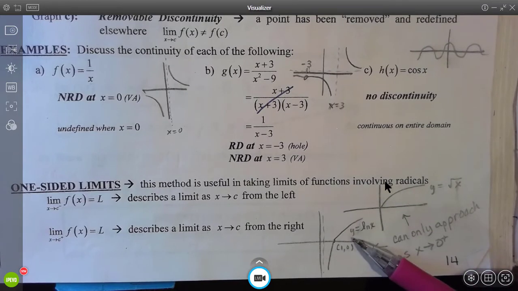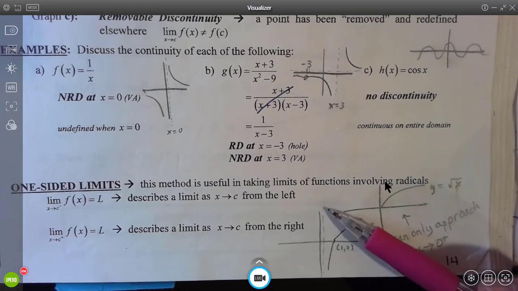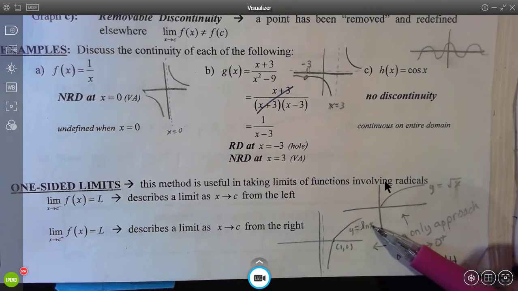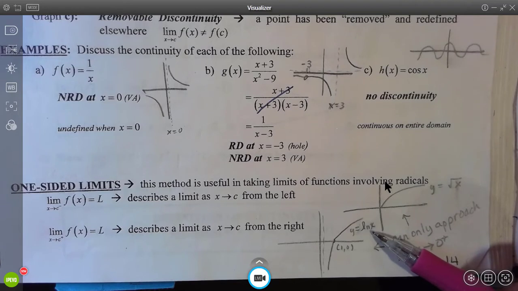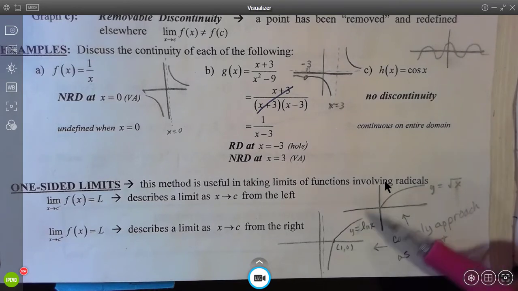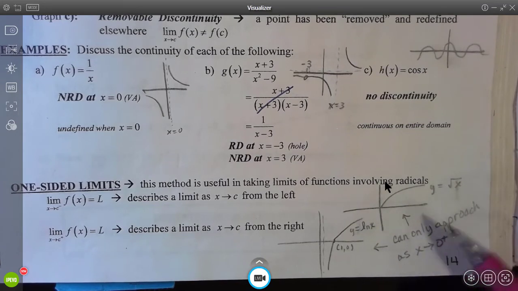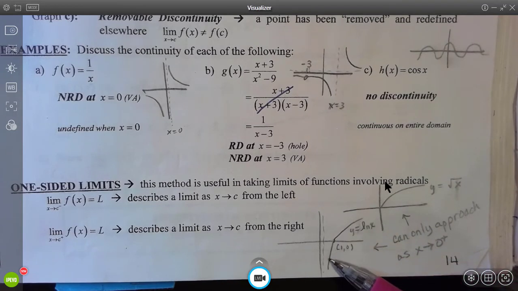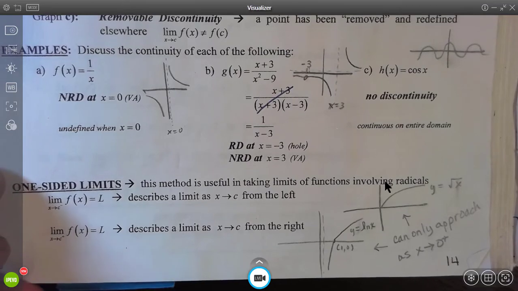And let's look at y equals natural log of x. We have a vertical asymptote here because x can never equal 0, because a logarithm is an exponent. There is no number I can raise to a power and get 0. So here, again, we can only approach 0 from the right side. So there are times when you can only approach from one side.